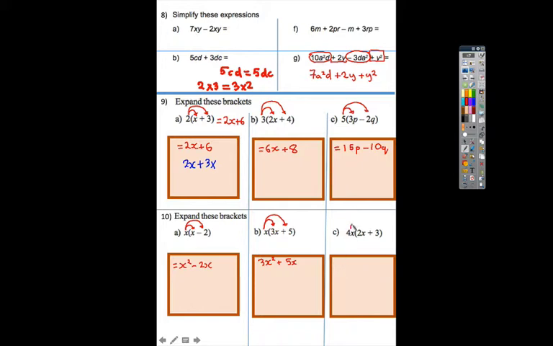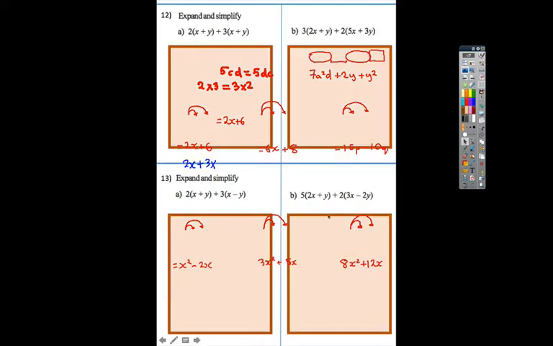Okay, so 4 times 2x, well, dealing with the numbers first, we got the 4 times 2, which is 8, and then now we've got the x times x, which is x squared, and 4x times 3, again, that's just going to give us plus 12x. Okay, let's move on to the next questions.